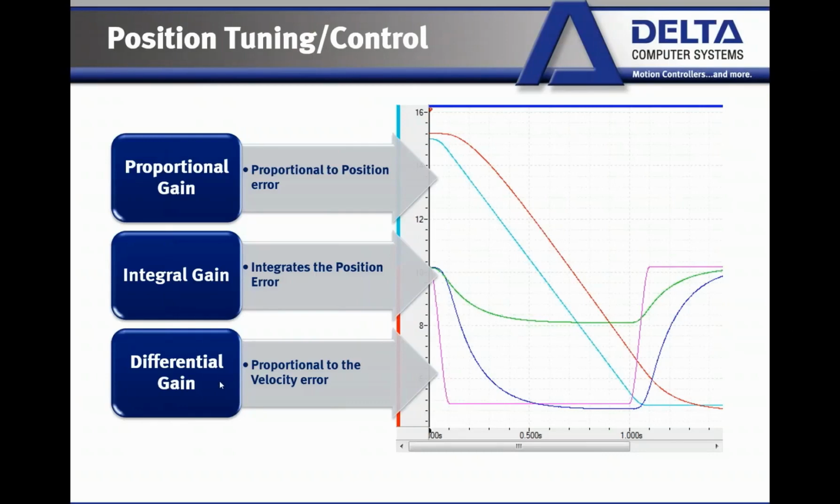Our differential gain is a little bit different. It's going to be looking at the error due to velocity, or the error proportional to velocity. So this pink line here is our velocity target, and this blue line here is our actual velocity. So based upon the error between these two, the differential gain is going to be sending, again, feedback to the controller, which then adjusts the control output, the output that's going to our valve.